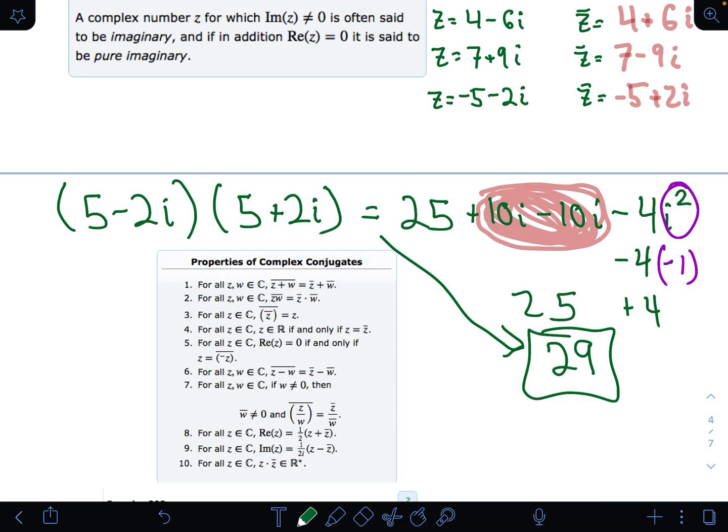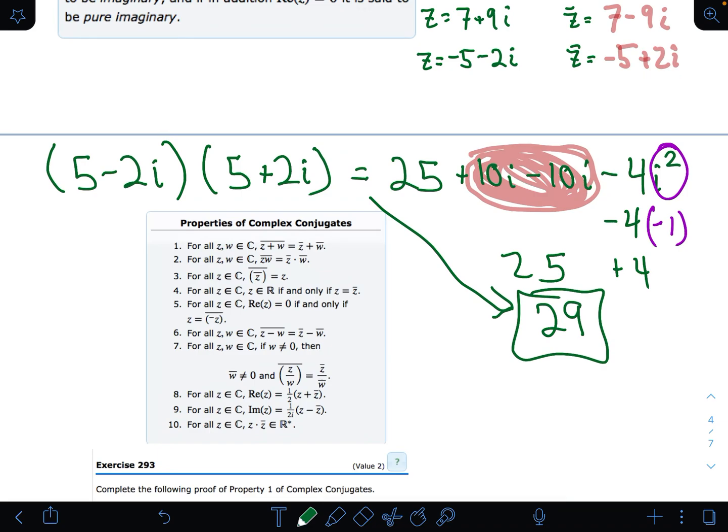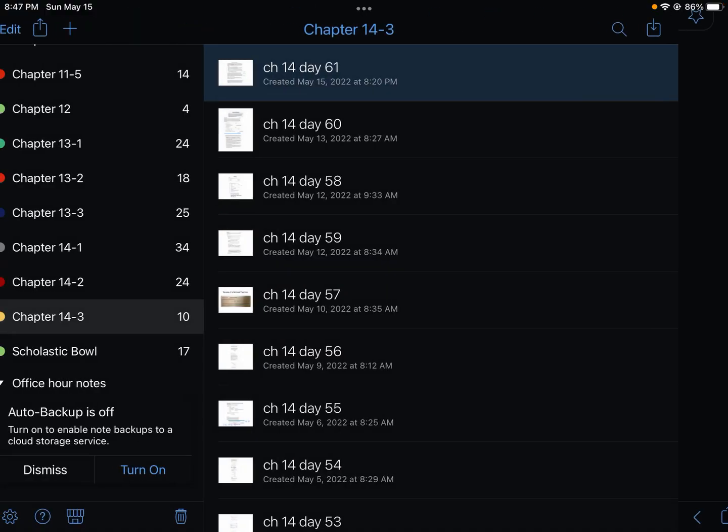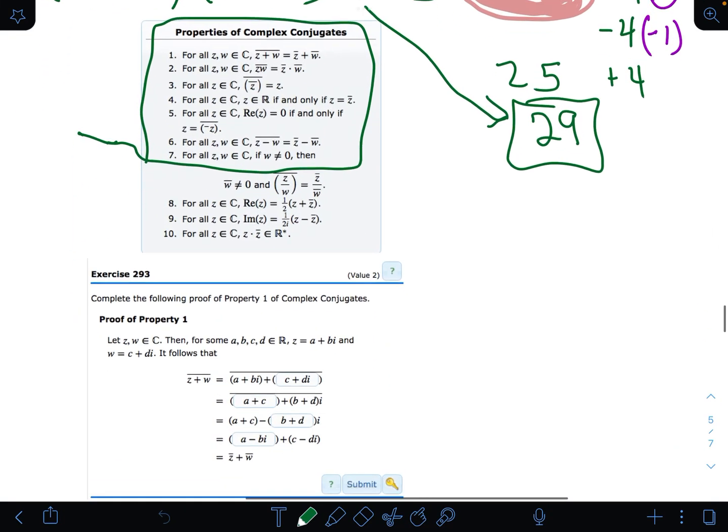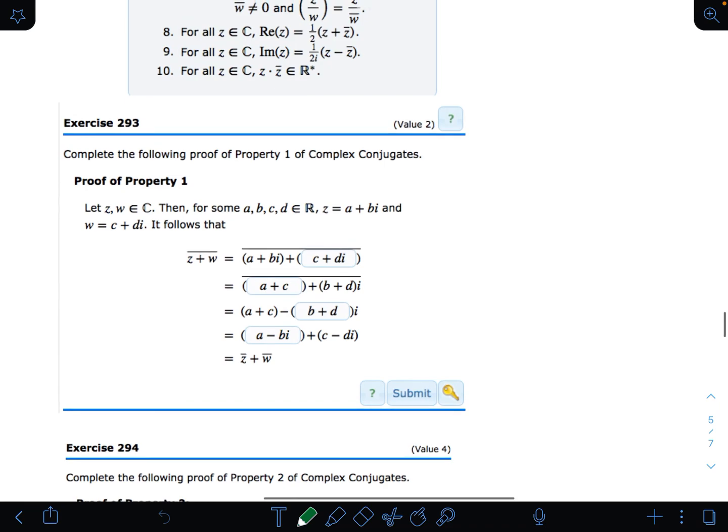Now, again, this list of properties of complex conjugates that you see on the screen right here, if you look carefully on these, you'll notice that these first 7 properties right here are going to be covered on the next pages here. Give me 1 second. There we go. Froze up for a sec.